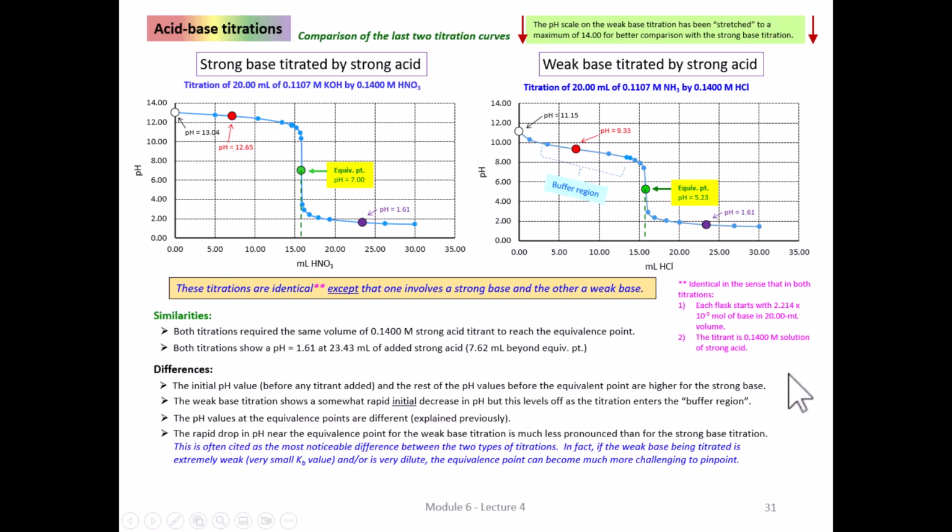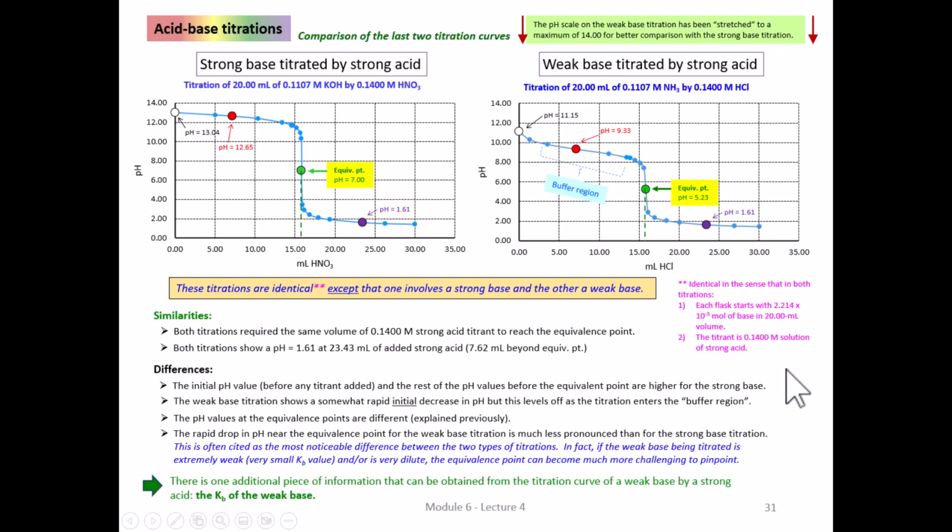The biggest difference that most cite is that the rapid drop in pH for the strong base titrated by strong acid is much larger than the rapid drop for the weak base titrated by a strong acid. And for the weak base, that rapid drop can become less and less if the base is very weak, in other words, has a small Kb value, or is very dilute. So for very, very weak bases, this drop at the equivalence point would be much, much less, and it would be harder and harder to pin down an equivalence point. For ammonia, it works fine.